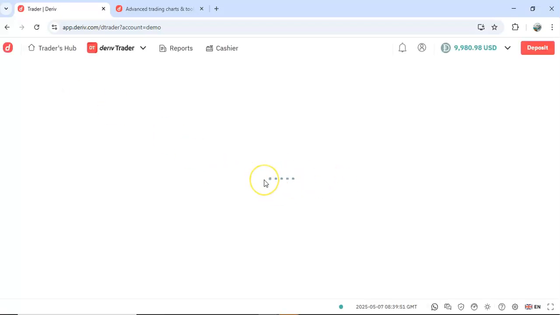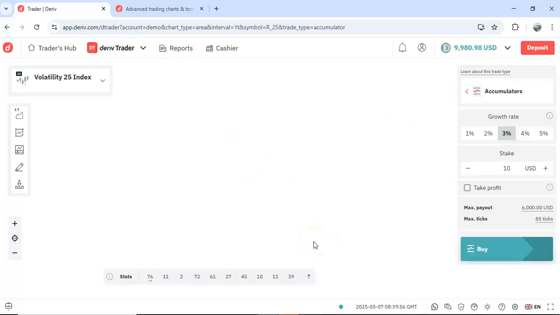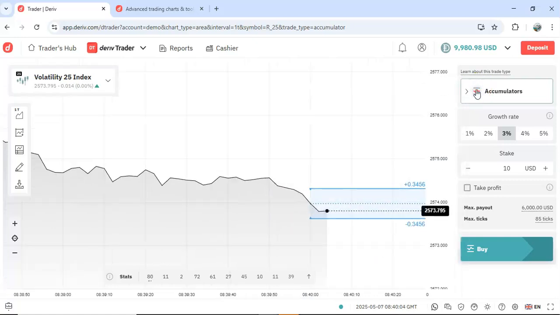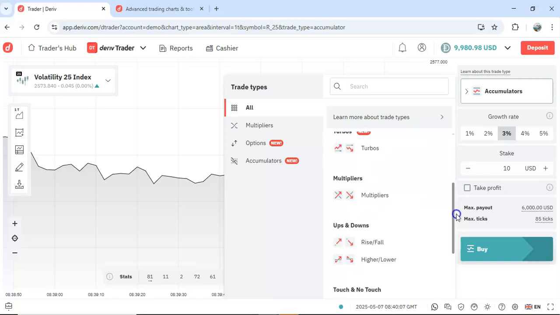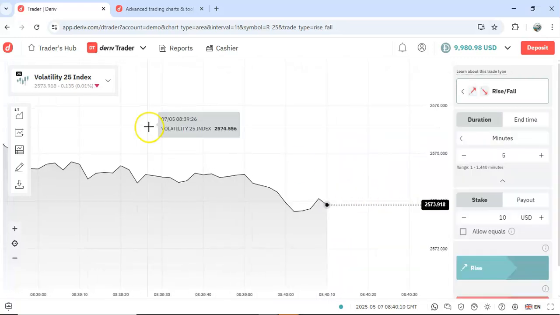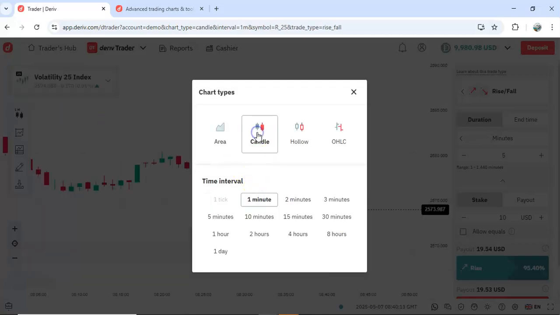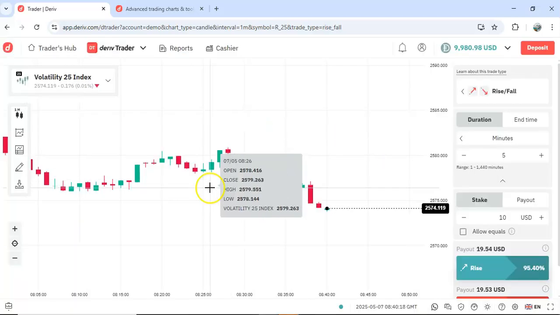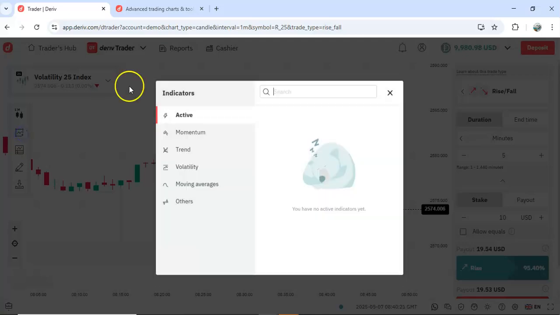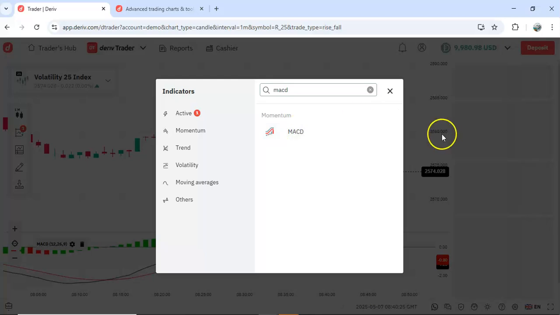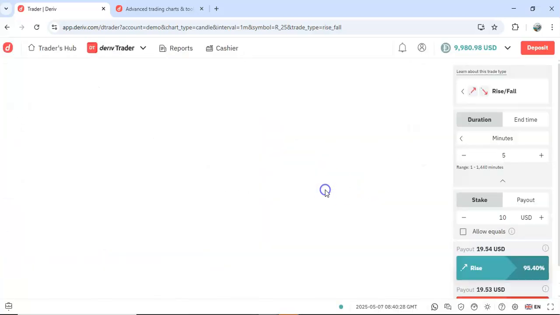So guys, I'm going to switch to another trade type. So let me go to Deriv trader, and then we use the direct candlesticks that are here. So I need to change this to rise and fall. Let me change it to rise and fall. Then after that, we need to come here. I'm going to change to 1 minute, and then I'm going to use candlestick.